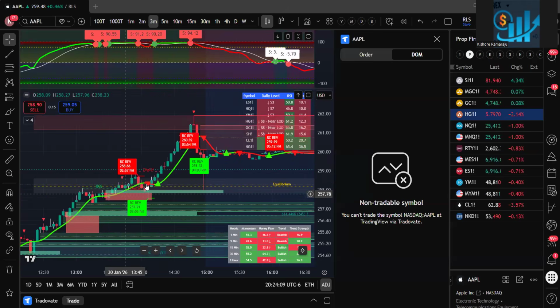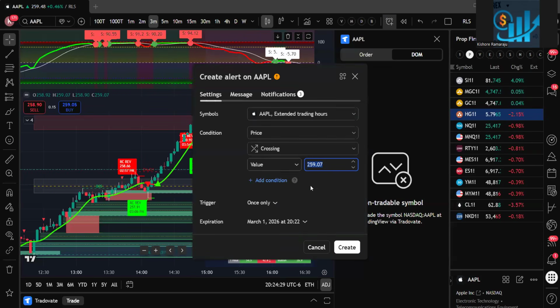So the approach is the same, whether you do stocks, futures, options, whatever it is. If you are at a discount zone and price is going up, you either buy calls or you do bull puts. If price is at the top and started going down, then you do the bear calls or you can buy the puts. So now, if you want to set up alerts, we have to go here.